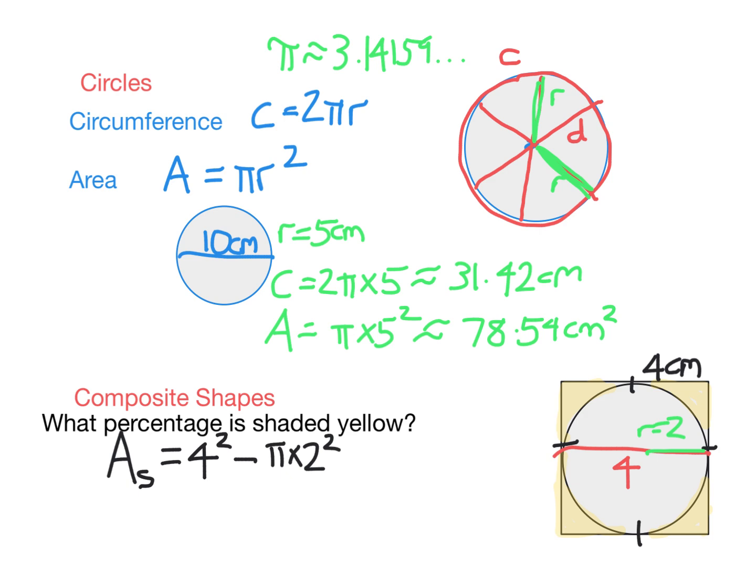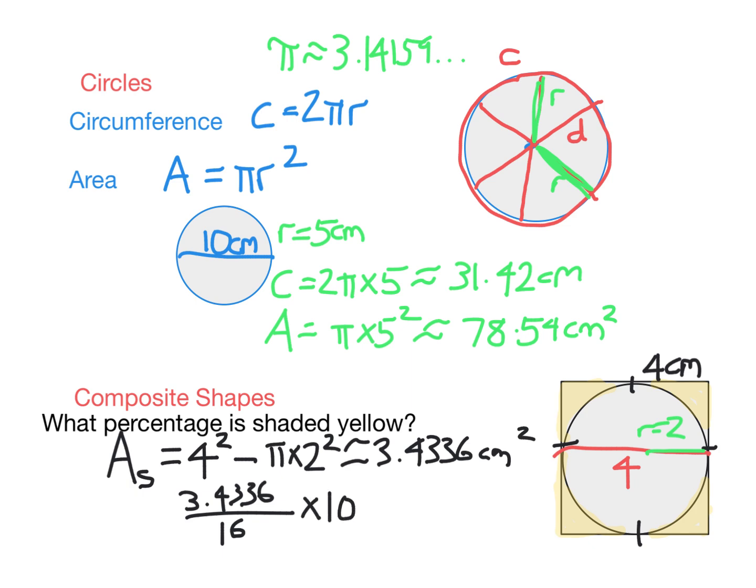So if you put that on your calculator, the area shaded is approximately 3.4336 centimeters squared. So that's the area that is shaded. So the percentage shaded, we just take how much is shaded divided by the total area. The total area is 4 squared, which is 16. That's the area of the square, and times by 100.